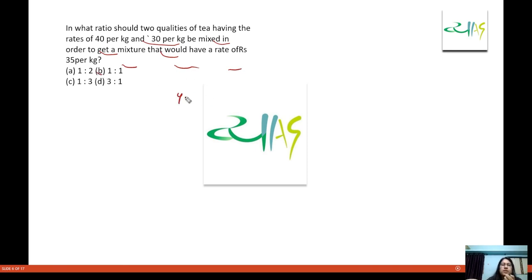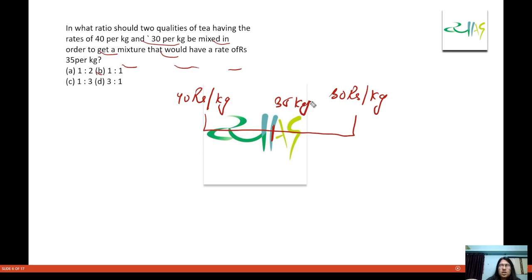This is a very basic question. 40 rupees per kg and 30 rupees per kg. Okay, and 30 rupees per kg. So we have 35 rupees per kg. Okay, so the ratio is 1 is to 1 only, because this is 5 and this is 5.